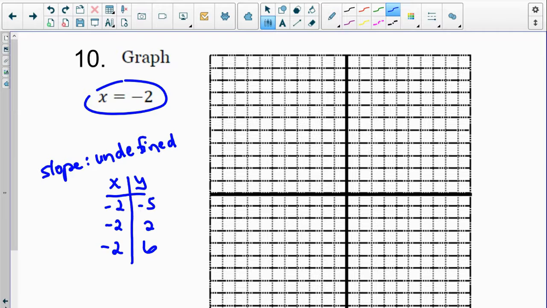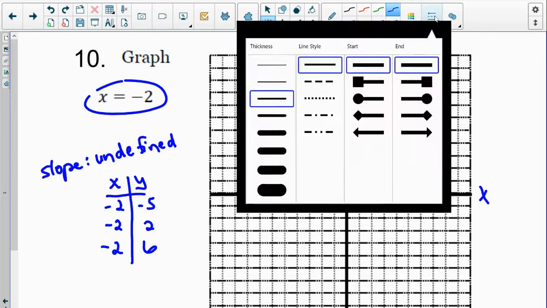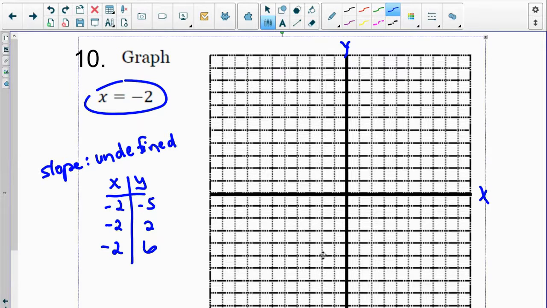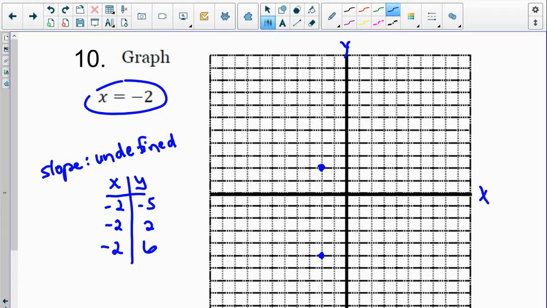Now, plotting points is different than counting slope. Plotting points is you plot them as x, comma, y. So go in the x direction first, then go in the y direction. So for my first ordered pair, I see that x is negative 2, so I go to the left 2. And then my y coordinate is negative 5, so I go down 5 spots, and I make a point. My next ordered pair, I have x is -2, and my y coordinate is +2. So I go left 2, up 2.